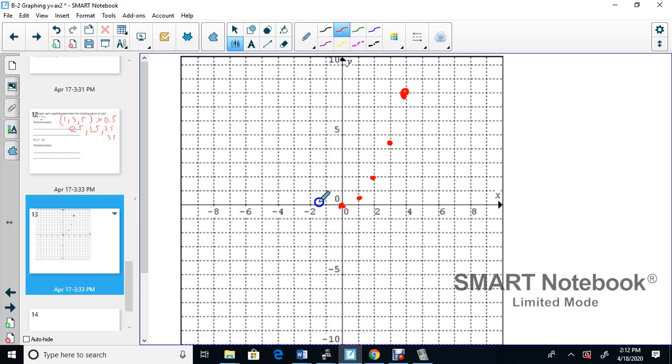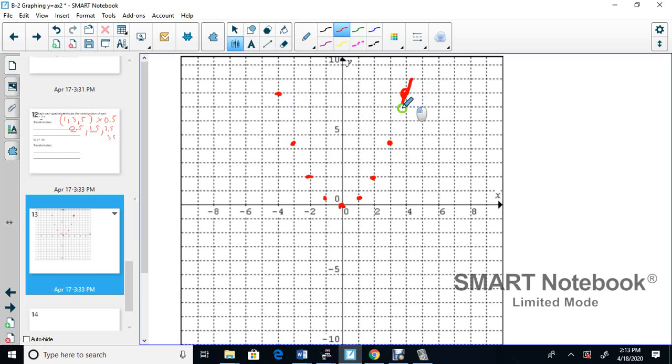Same thing on the other side. Over 1, up by 0.5. Over 1, up by 1.5. Over 1, up by 2.5. Over 1, up by 3.5. It's symmetrical. The axis of symmetry is down the middle. It's symmetrical on both sides.